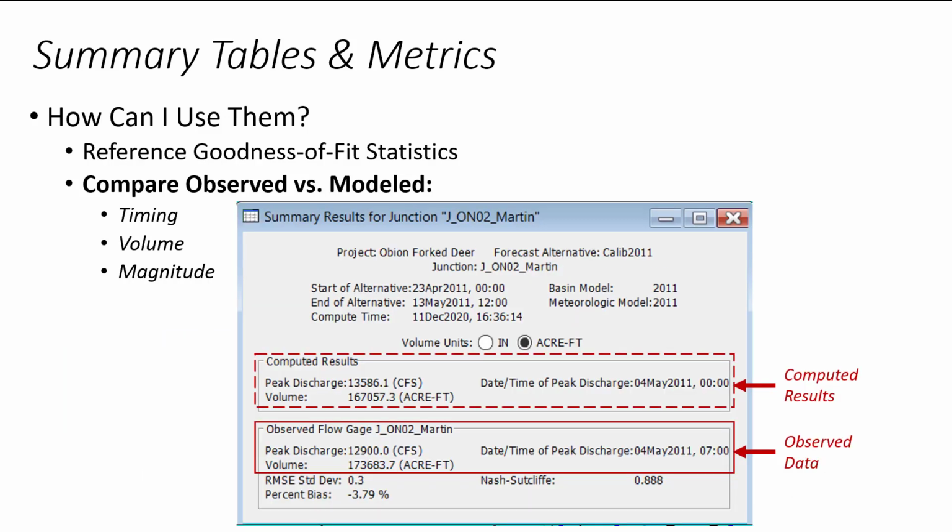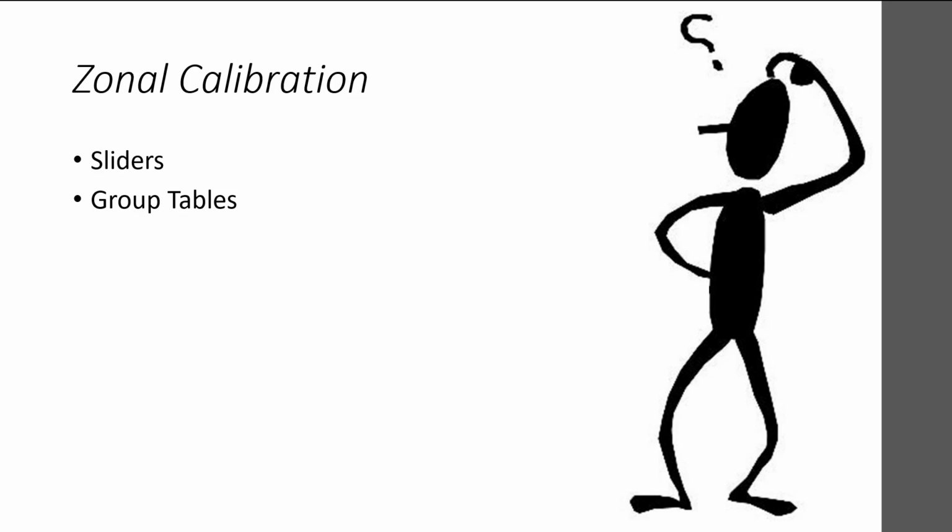Summary tables are also very useful for comparing other modeled versus observed event characteristics, such as timing, volume, and magnitude. This is useful when setting and tracking calibration goals, which we'll talk more about in the calibration strategies video. Next, we'll touch on zonal calibration. I'll mention 2 ways to calibrate HMS parameters by zone, including using the HMS slider bars feature, as well as by groups within the parameter tables.